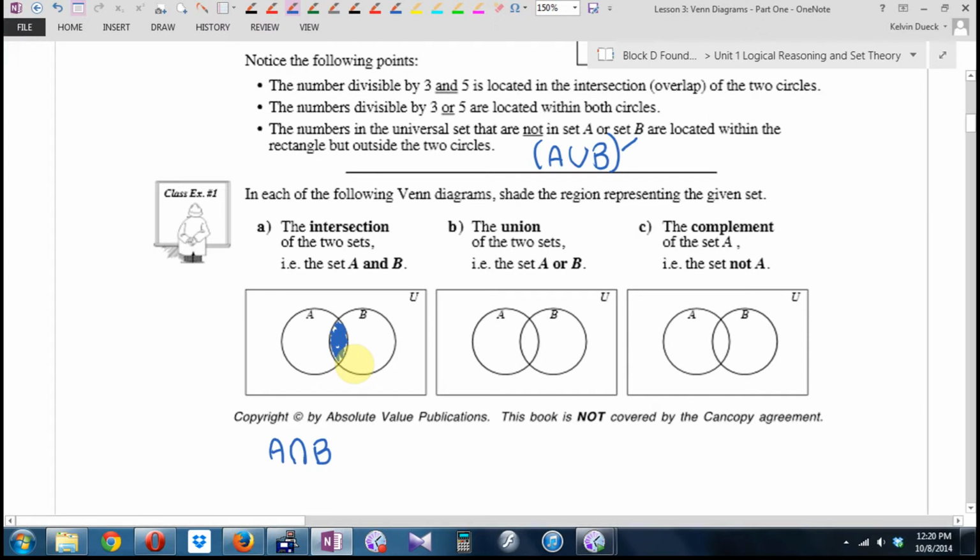B, the union of the 2 sets. We would write that as A union B. What would I shade in here? This, and that, right?